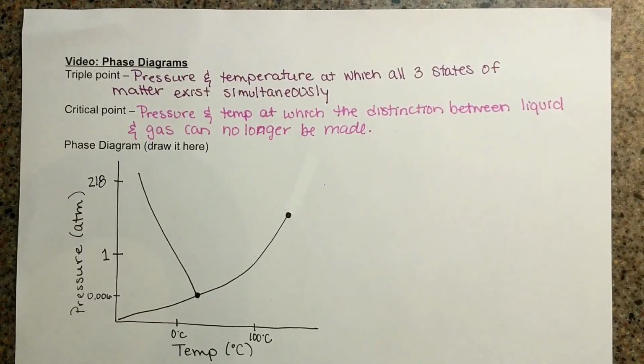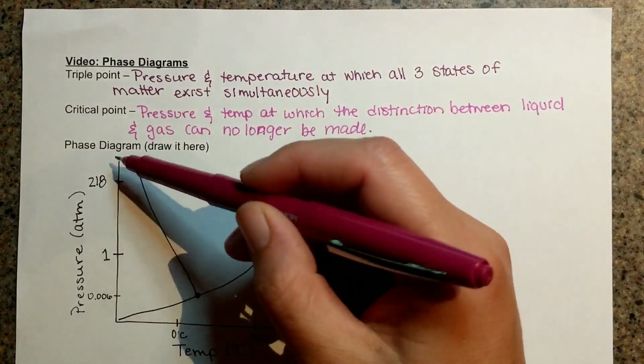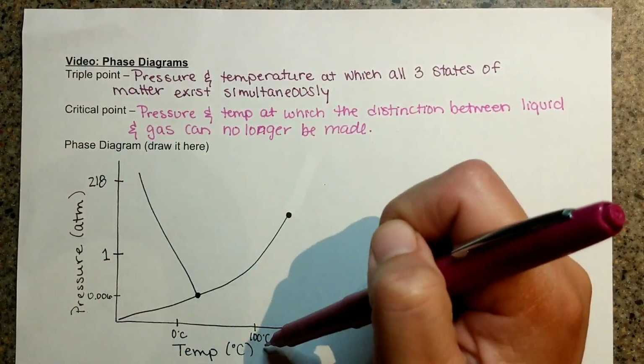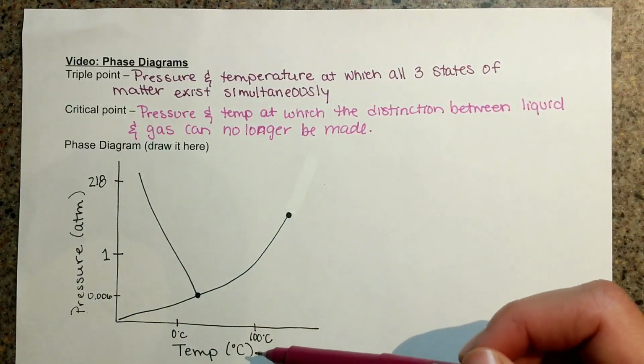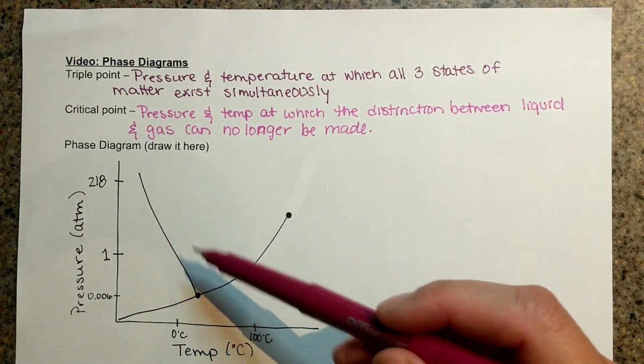This video is on phase diagrams. A phase diagram is a diagram of the three states of matter, the three phases that a substance can be in: the solid, liquid, and gas phase. A phase diagram, we can see here, has the axes of pressure in atmospheres and temperature in degrees Celsius, and it has this Y-looking shape to it.